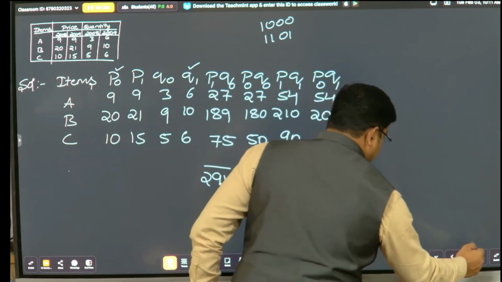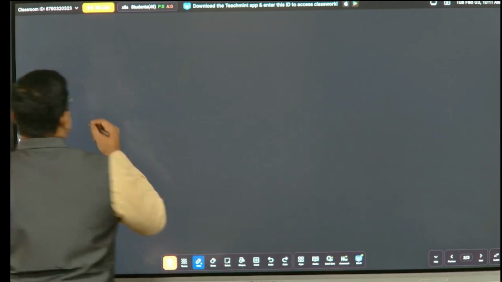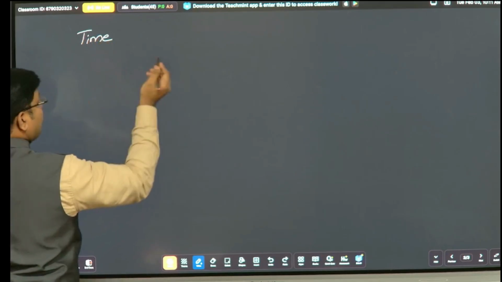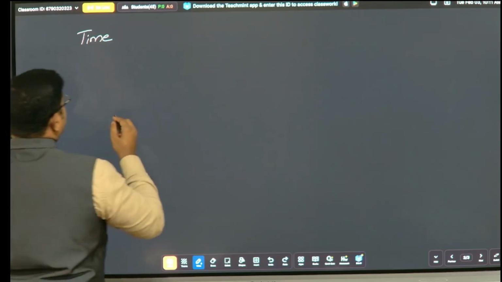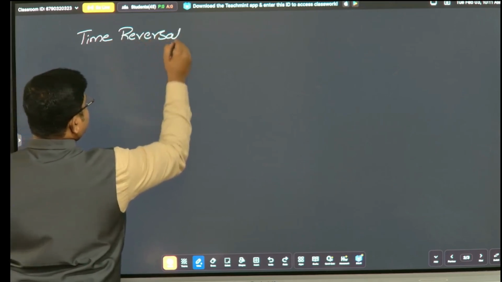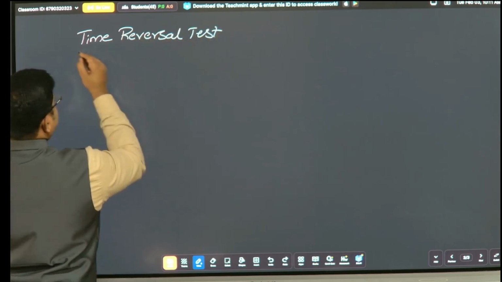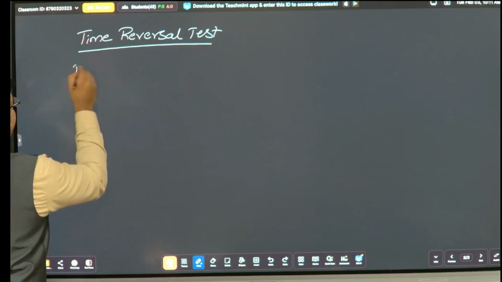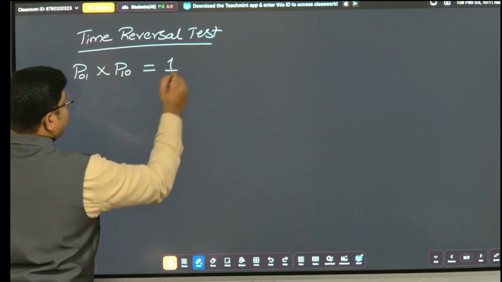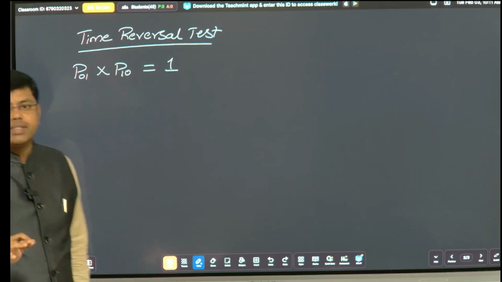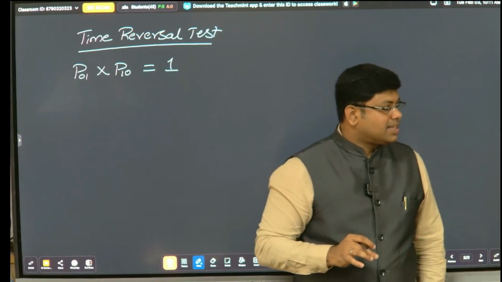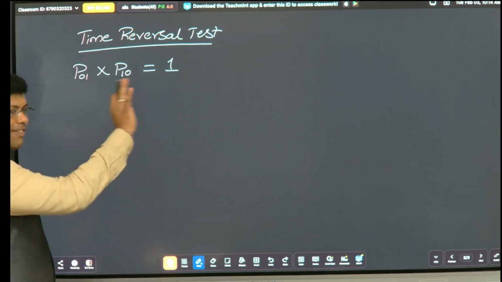I'll use the next slide. First, the time reversal test. Please stop writing. Now listen to this, then you can write. Time reversal test. The formula is P01 into P10 is equal to 1. This is the formula, right? Please listen. Stop writing, everyone. Listen, then we can see. So this is the formula, everyone.